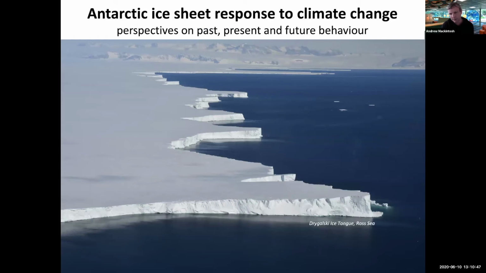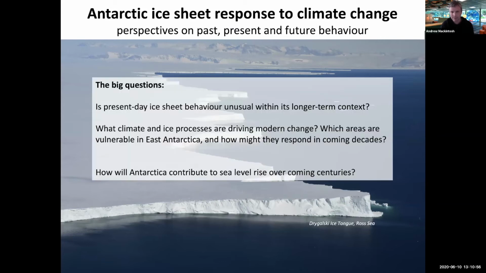So with that little bit of background in mind, I just wanted to point out the main questions that we think need to be answered. And this is my subset of big questions. Is the present day ice sheet behaviour unusual within its longer term context? We only have 40 years of satellite observations, and it's not enough to understand the ice sheet behaviour and also the climate behaviour over that period.